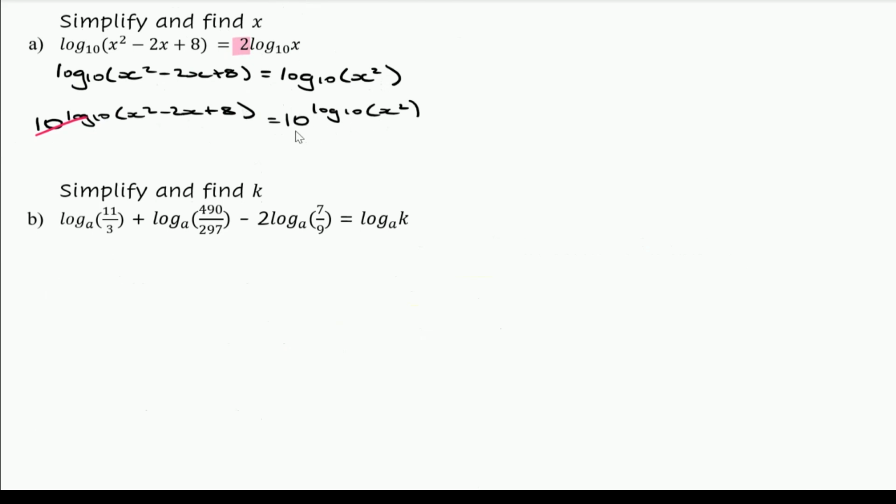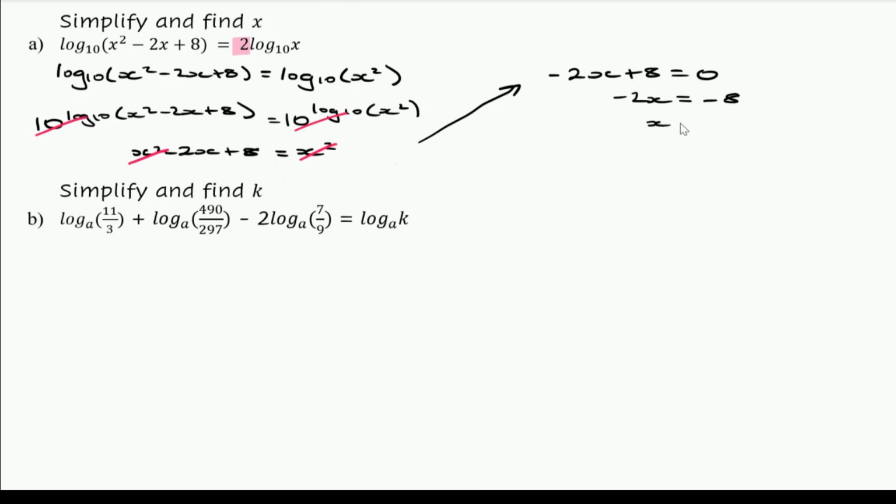And now what I can do is cancel out this 10 and log base 10. So this leaves me with x squared take 2x plus 8 is equal to x squared. And now all I got to do is solve for x. In this case, I can see that, thank God, it's not a quadratic, because this x squared on this side and this x squared on this side are both going to cancel each other out. So of course I'm running out of room here, so if we come up here, this is minus 2x plus 8 is equal to 0, and of course now we're just solving for x here.